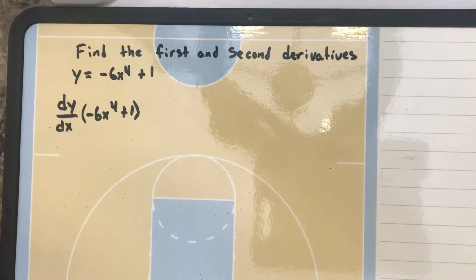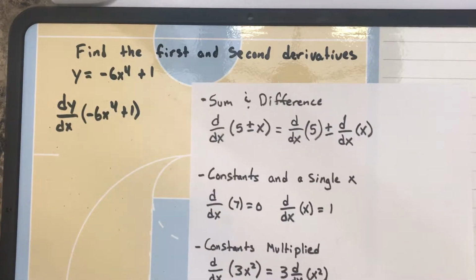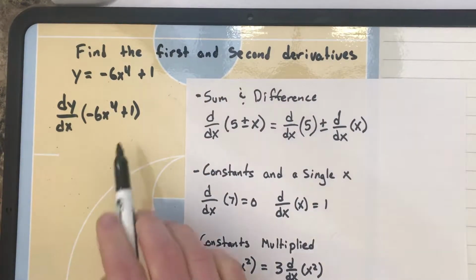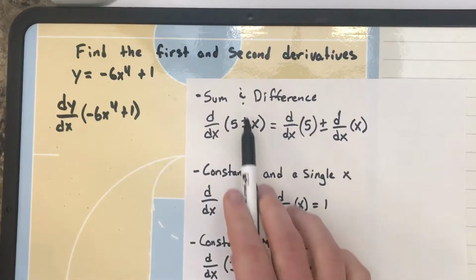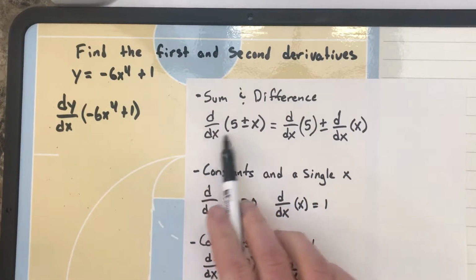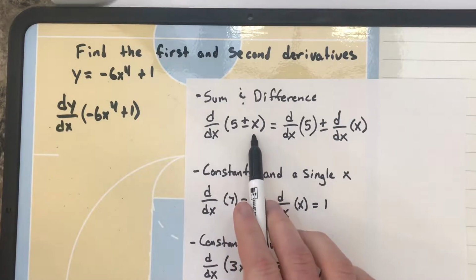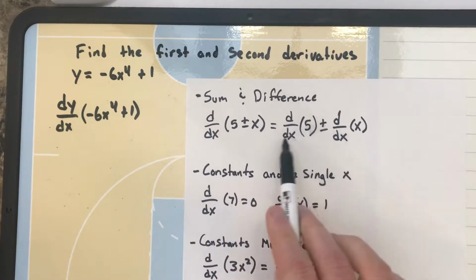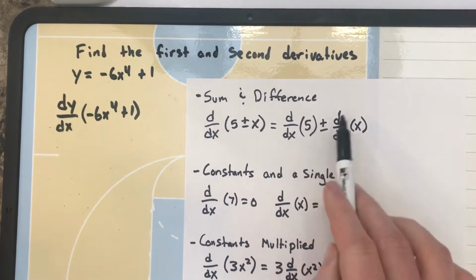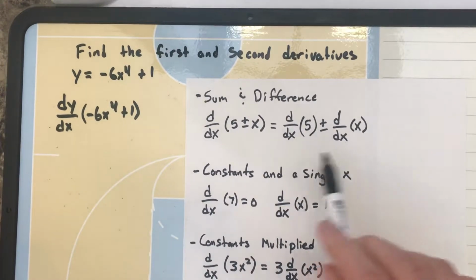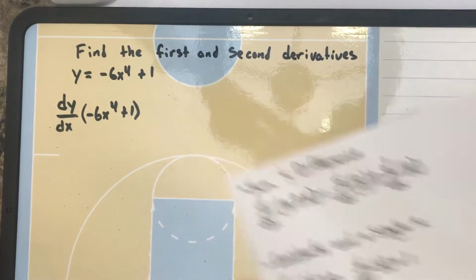So the first thing I need to do is look at some rules here. If you see the rules for the sum and difference, notice we have a sum here. Sum and difference rules say that if we're taking the derivative of a sum, we can split that into the derivative of the first part plus the derivative of the second part. So that's the formula we're going to use there.